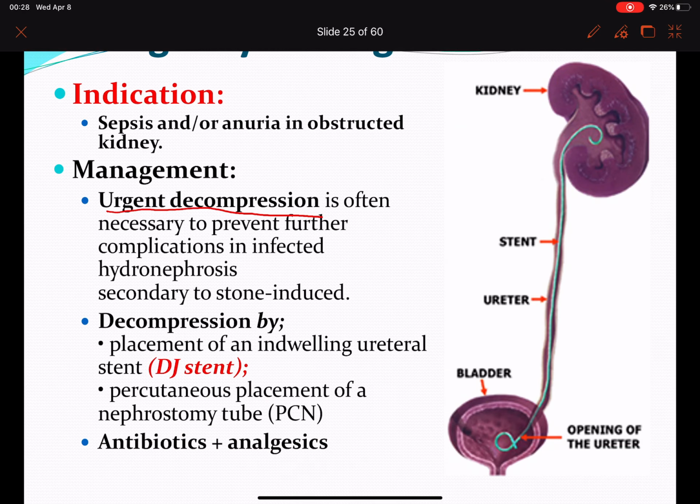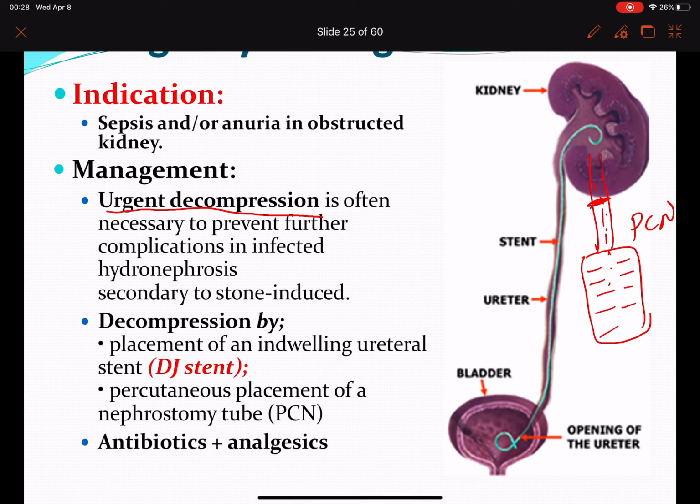Decompression can be done by a stent placement, known as DJ stenting, or we can, under ultrasonogram guidance, put a tube inside, and urine is collected in the bag. This is known as a PCN tube. PCN means percutaneous nephrostomy tube. We put this inside and fix it over here, such that urine will come out.